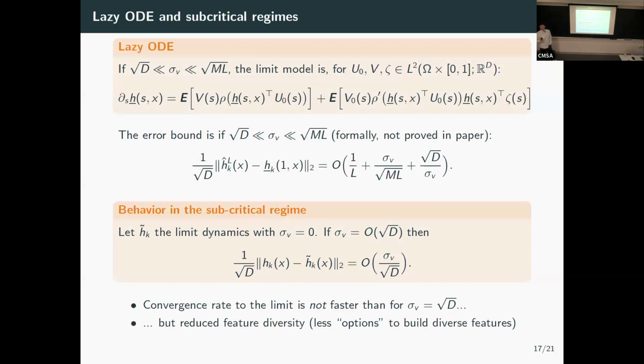Okay, so maybe questions on ResNet before I move on. Now what we will do is also take the large D limit. Okay, and I will be a bit brief on that.